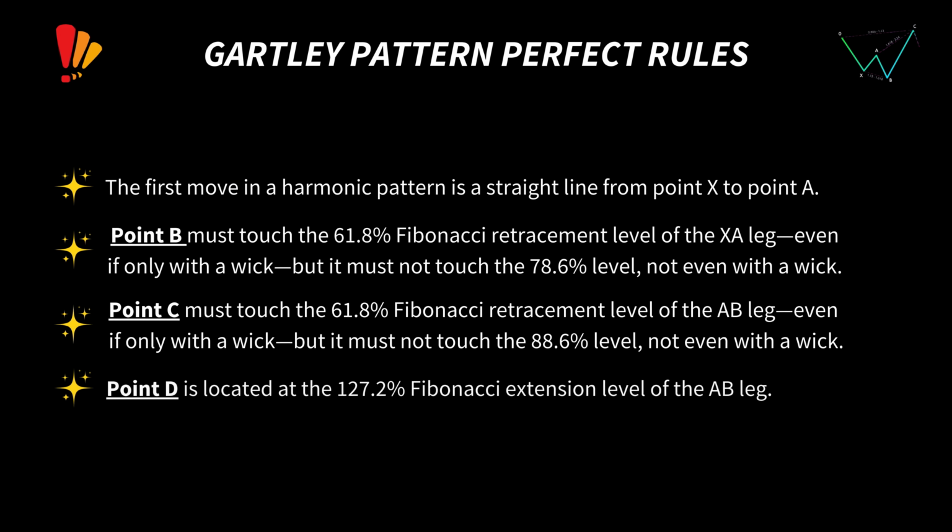Gartley Pattern Perfect Rules. The first move in a harmonic pattern is a straight line from point X to point A. Point B must touch the 61.8% Fibonacci retracement level of the XA leg, even if only with a wick, but it must not touch the 78.6% level, not even with a wick. Point C must touch the 61.8% Fibonacci retracement level of the AB leg, even if only with a wick, but it must not touch the 88.6% level, not even with a wick. Point D is located at the 127.2% Fibonacci extension level of the AB leg.